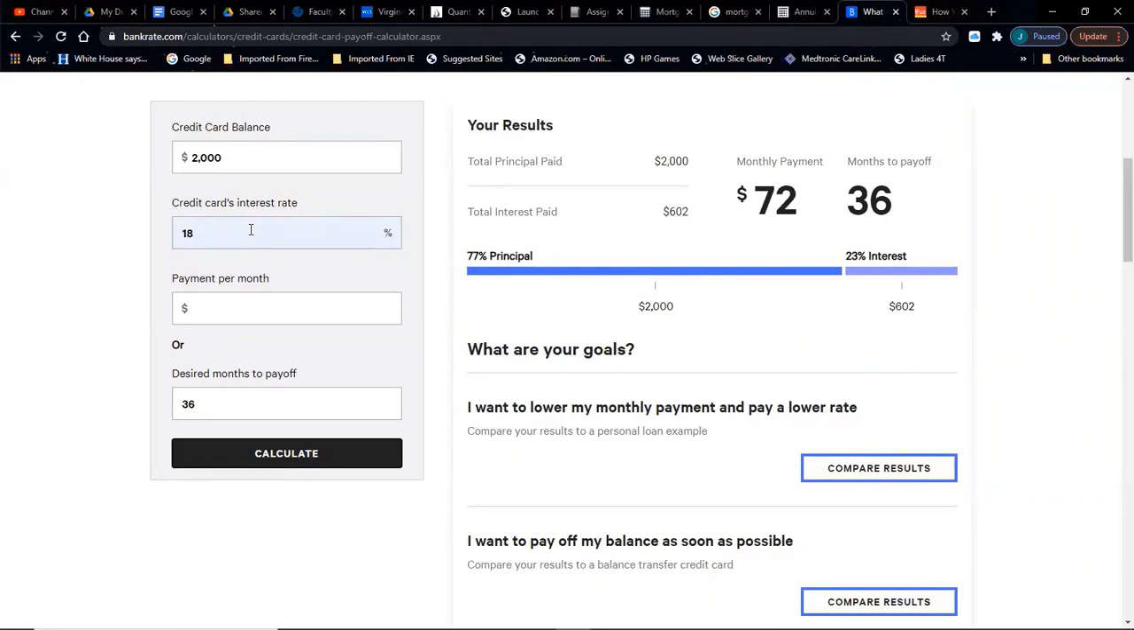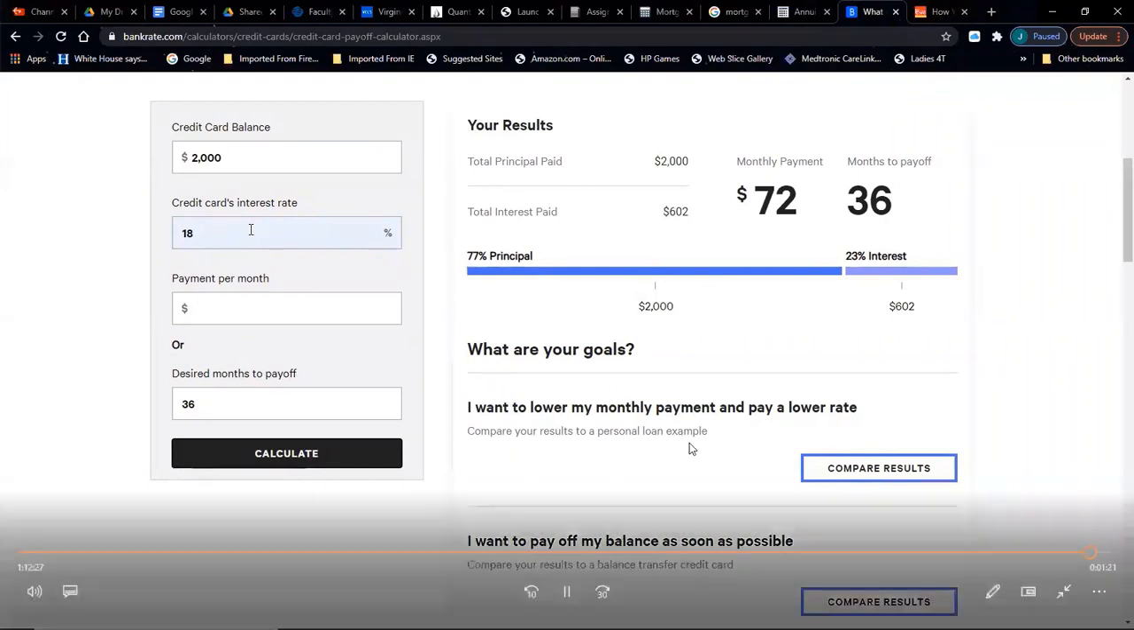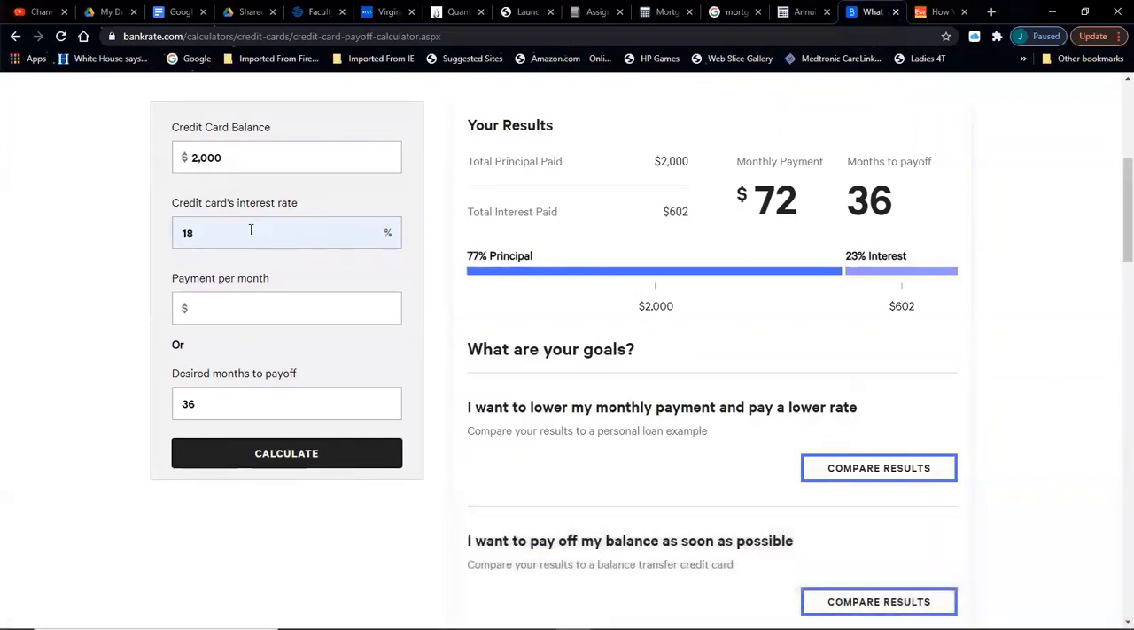Should you pay off your credit cards first, or should you focus on investing first, or should you be doing both at the same time? Different schools of thought, and I don't want to tell you what to do. Me personally, I'm of the school of thought that I'd pay off the credit cards first.